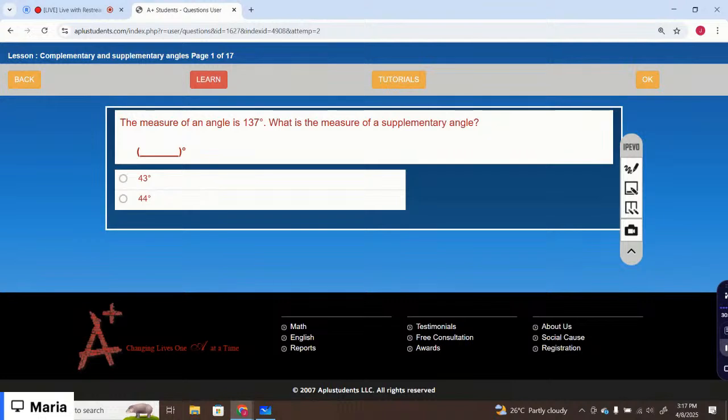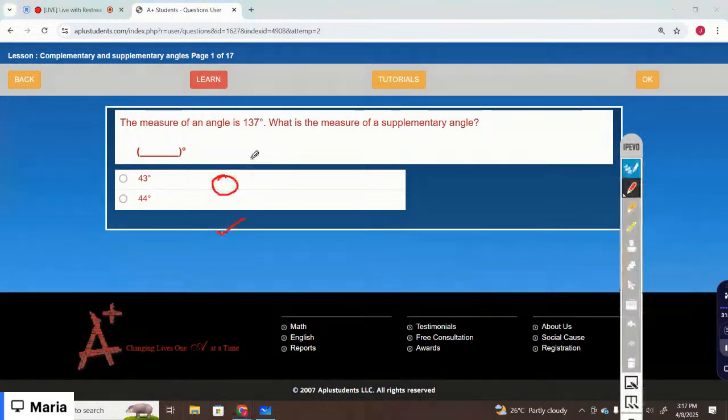The measure of an angle is 137 degrees. What is the measure of the supplementary angle? Supplementary angles are the angles that sum up to 180 degrees. So 137 plus the missing angle equals 180.